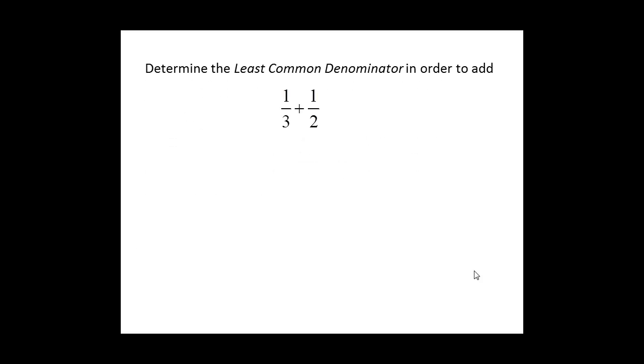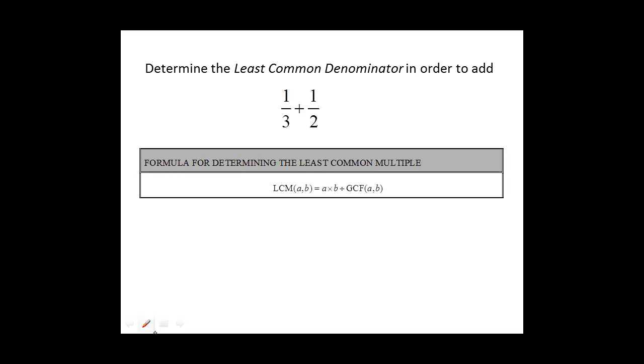Determine the least common denominator of these 2 fractions. We will use this formula. We are going to find the least common multiple of 3 and 2. We multiply 3 times 2 and then divide by the greatest common factor of 3 and 2. The greatest common factor of 3 and 2 is 1. The only number that divides 3 and 2 is the number 1.